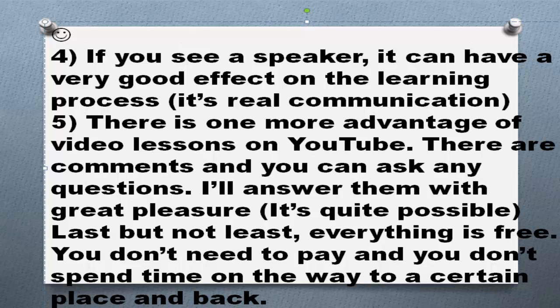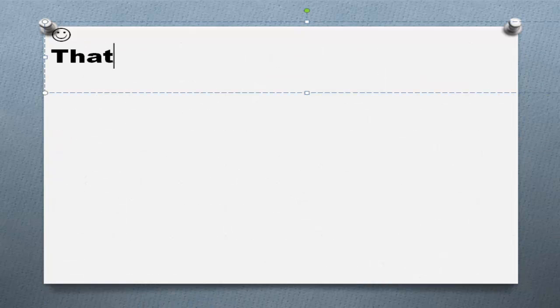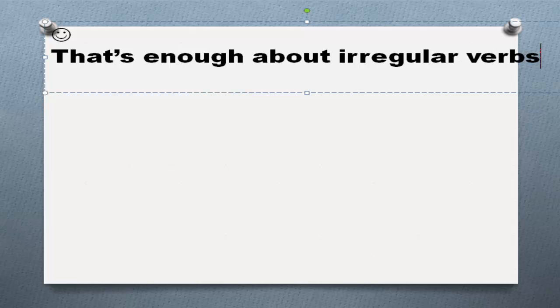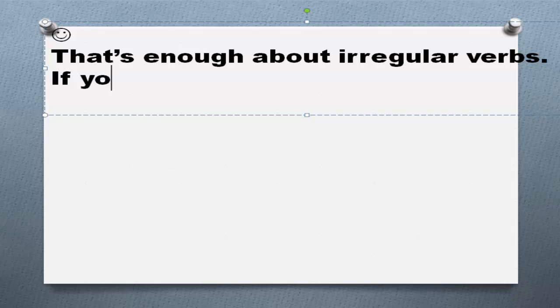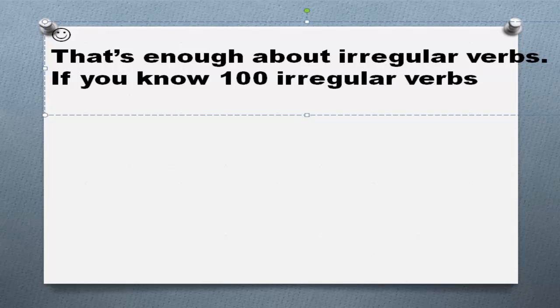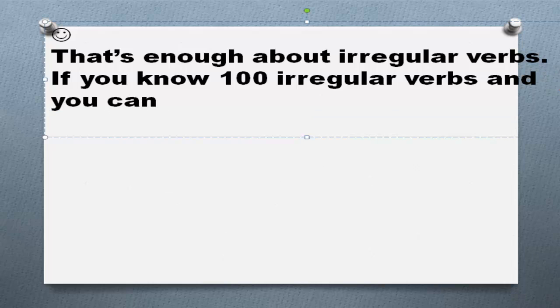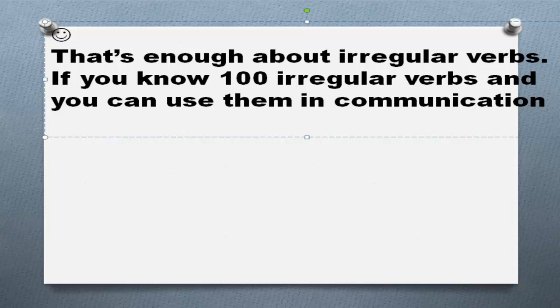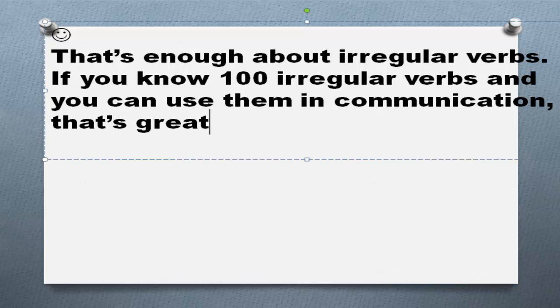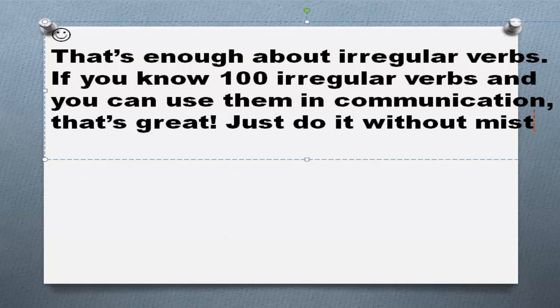Я думаю, это достаточно. Касательно неправильных глаголов, that's enough about irregular verbs. So, if you know 100 irregular verbs, если вы знаете 100 неправильных глаголов, and you can use them in communication, в общении, that's great. Just do it without mistakes, просто делайте это без ошибок.